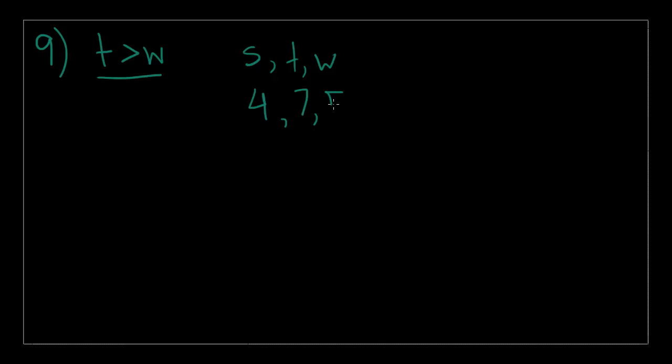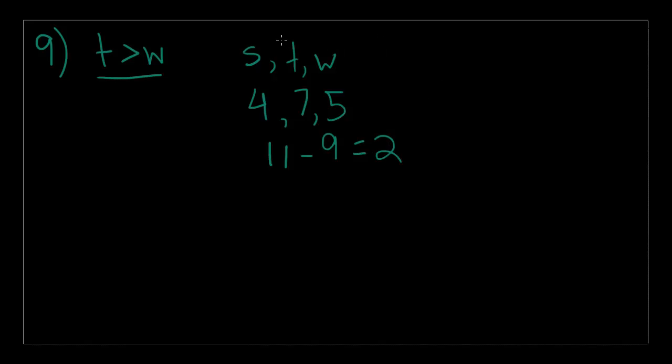And let's say w equals 5. So, how much greater is the sum of s and t than the sum of s and w? Well, s plus t is equal to 11. s plus w is equal to 9. The difference between these is equal to 2.